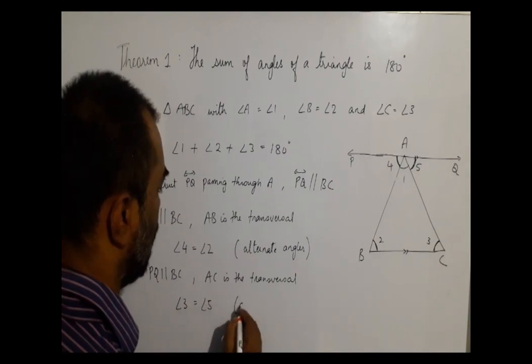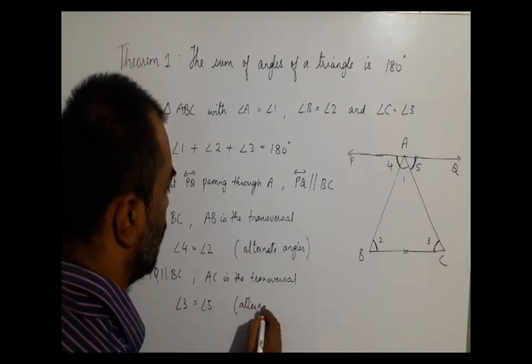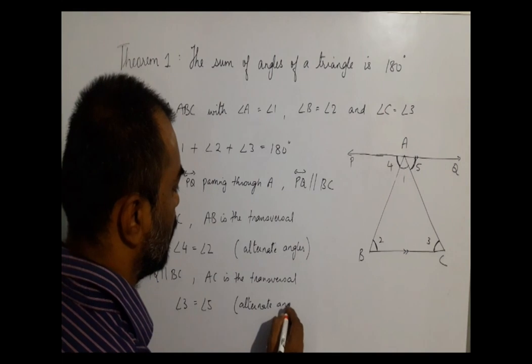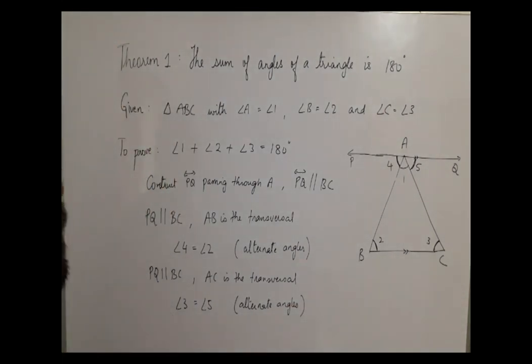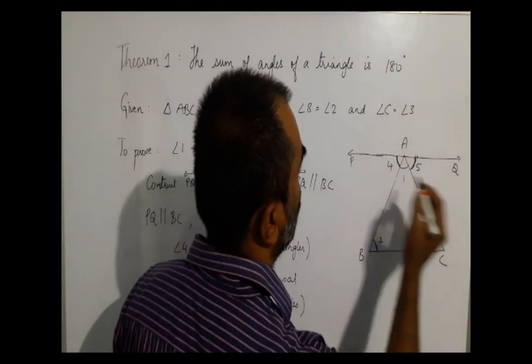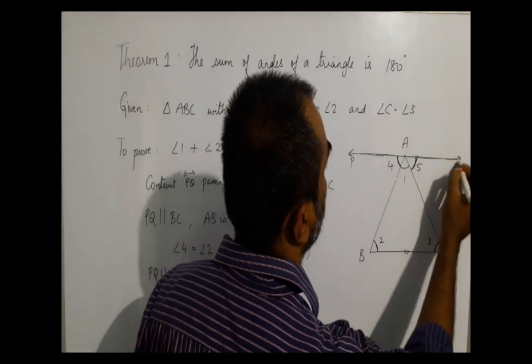Why is it so? Again, they are alternate angles. And we know alternate angles are equal. Is it clear till here? Now if you look at the line PQ, PQ is a straight line.